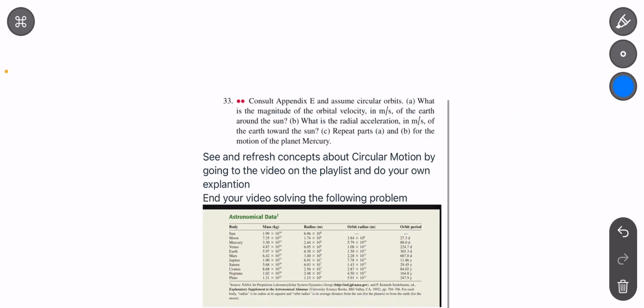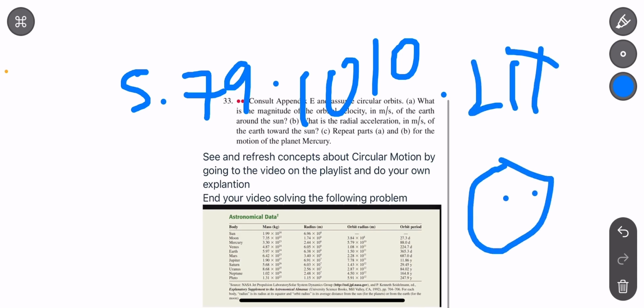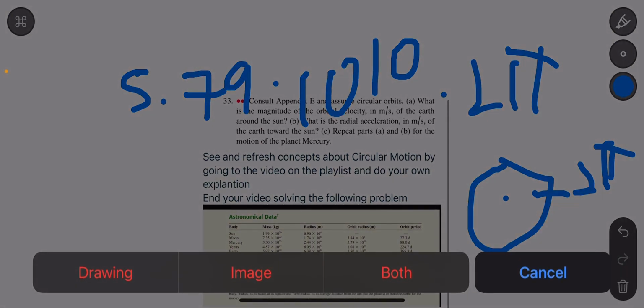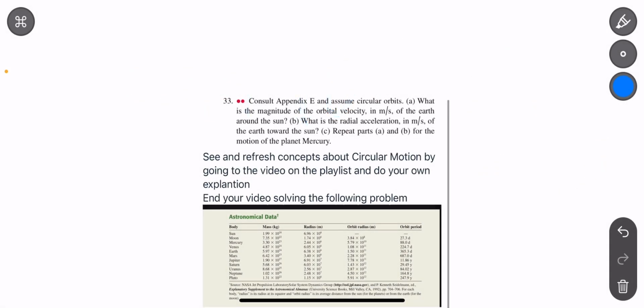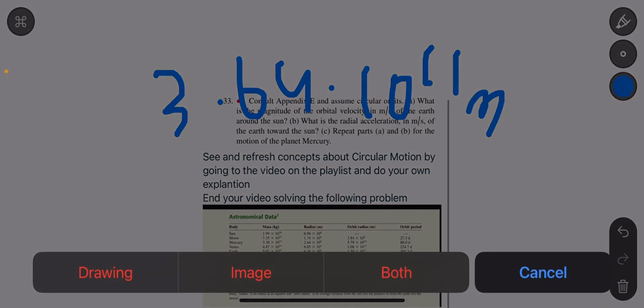Now we also have to find our distance. Luckily for us, they give us the orbit radius, which this time is 5.79 times 10 to the 10. We have to multiply that times 2 pi because that's a full rotation. After multiplying 5.79 times 10 to the 10 times 2 pi, we're left with 3.64 times 10 to the 11 meters.